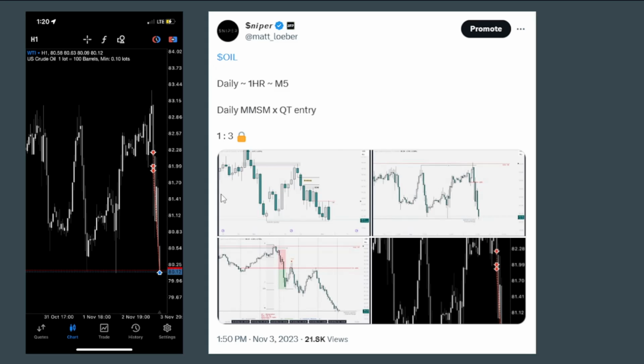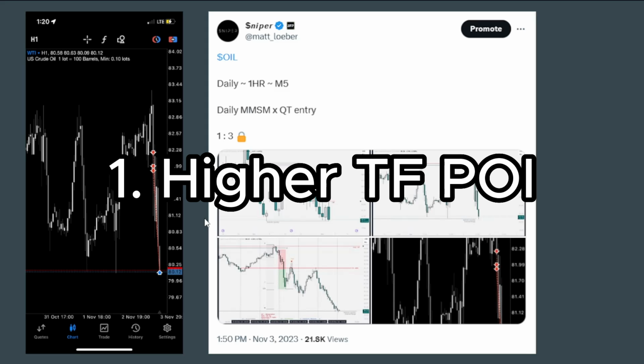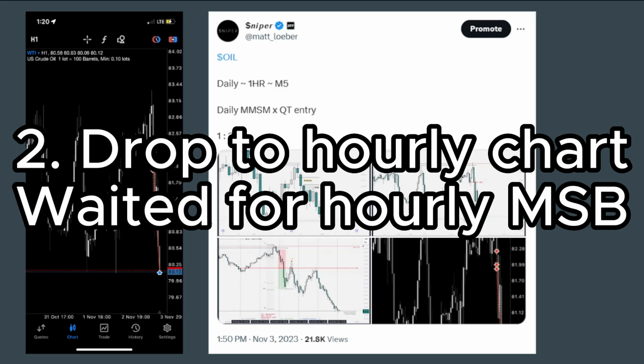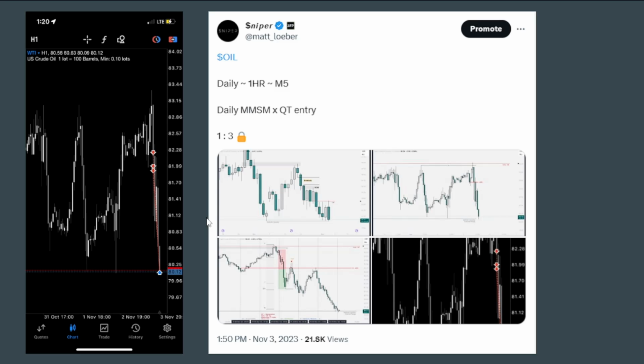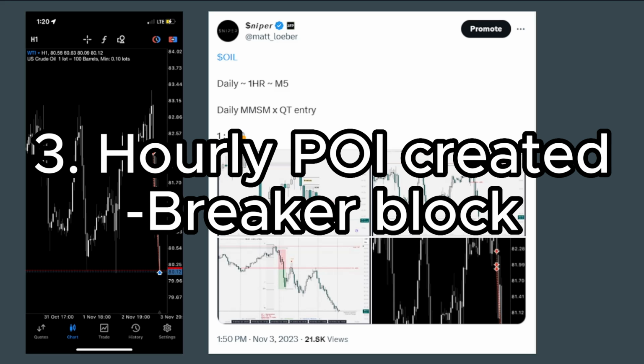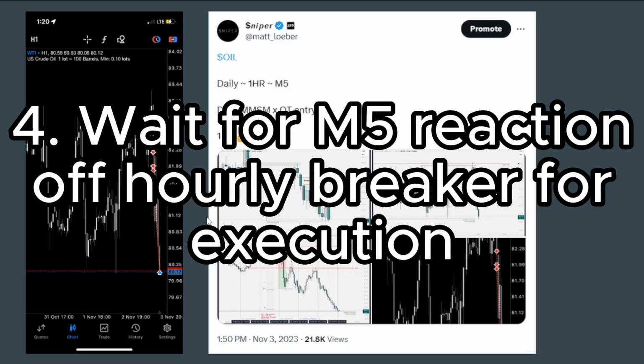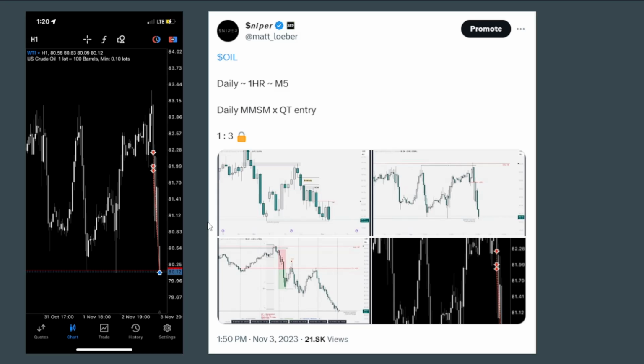And this is the tweet that I made on Twitter that I posted from the daily, the 1 hour to the 5-minute daily market maker sell model with quarterly theory entry, a 1 to 3 risk to reward. But the biggest takeaway here was I used a higher time frame POI, I used time frame alignment, and after I reached my higher time frame PD array, I dropped to my hourly chart, waited for an hourly shift in structure. After I waited for my hourly shift in structure, I had an hourly POI. I went down to my 5-minute chart, and that is when I found my entry to take out the higher time frame external range liquidity pool.